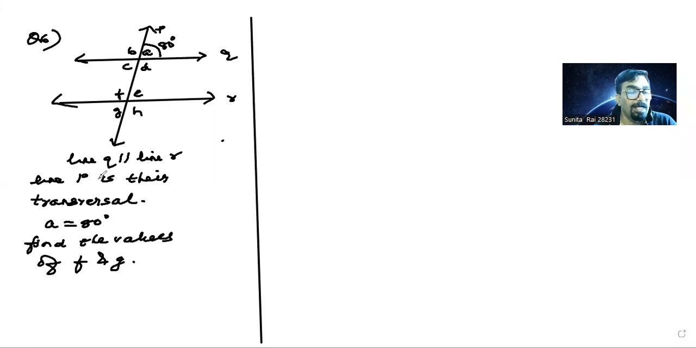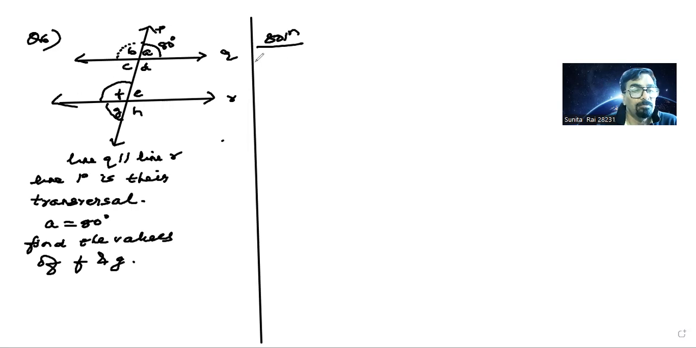Then they want me to find angle F and angle G. Very easy question. A is given as 80 degrees. I want angle F, angle G. What else is given? Line Q is parallel to line R. So look, beta, F is related to which angle? It is related to B, by corresponding angles. So if we get B, we will get F. So what will you find first? You will find B. You will find the measure of angle B, children.